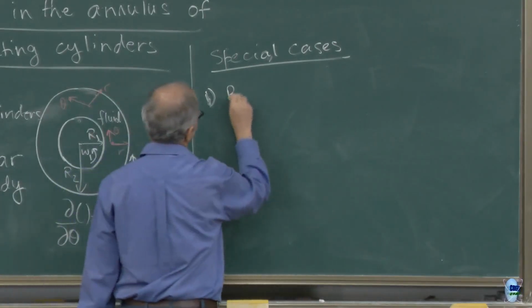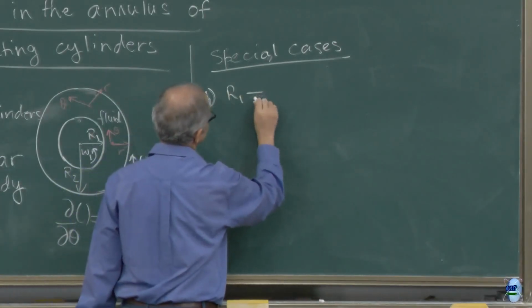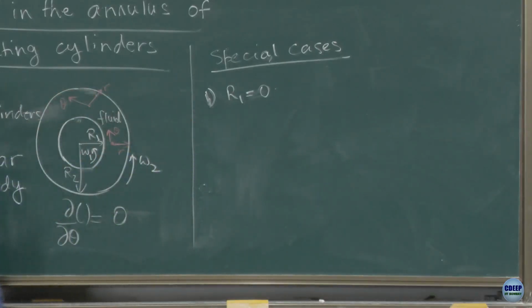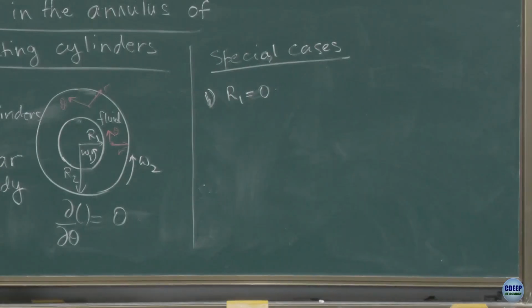Okay, so let us think of R1 tends to 0 or is equal to 0. So what does it mean? My inner cylinder has vanished. There is no inner cylinder. There is only one cylinder which is rotating. Okay. So what is the solution I would get?